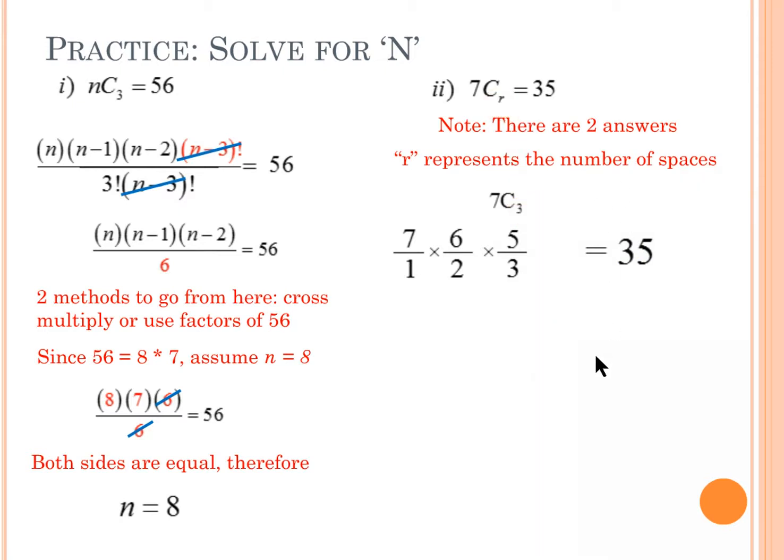Now there is another answer here. If I do 7 choose 4 now, that would mean I have another space here. This 4 means I need 4 spaces, 1, 2, 3, 4. And since this number will be 4, 7 times 6 times 5, this is 4. And then this 4 would just go below here. You'll notice that the 4 here and the 4 here will factor out, and you still get 35. So my two answers are 3 and 4.